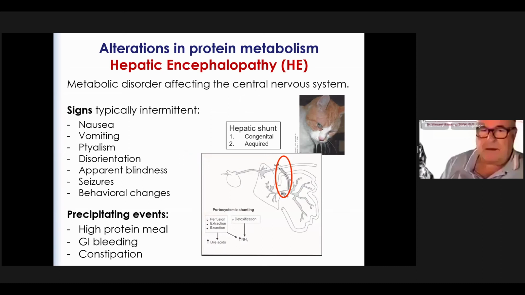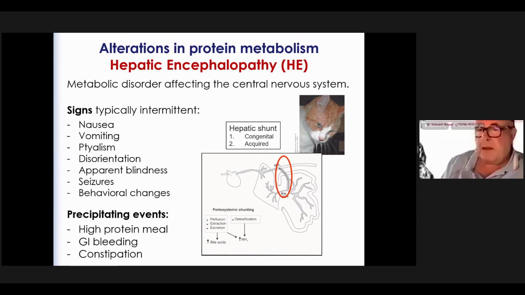It might take several years before an owner of an animal that has a congenital shunt says, I think my dog has a problem. This issue will be precipitated by events like a high protein meal, and especially if that protein is not very well digested, GI bleeding, because in blood there is a lot of protein, and the protein ends up in the colon, and by constipation, because it keeps all the toxins within the colon. As you will see, the issue is all those toxins that are formed in the colon and absorbed.